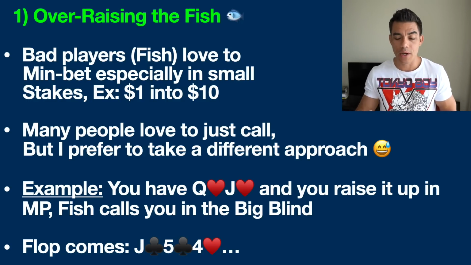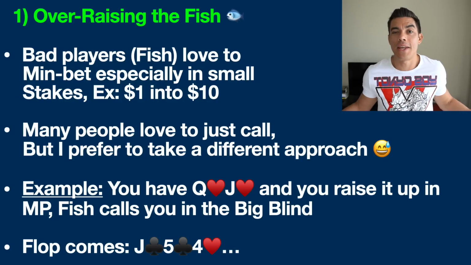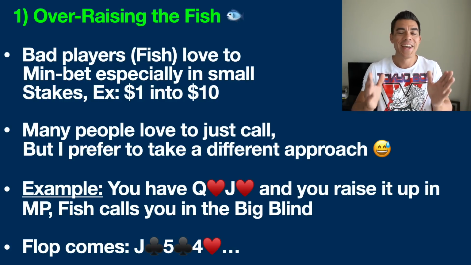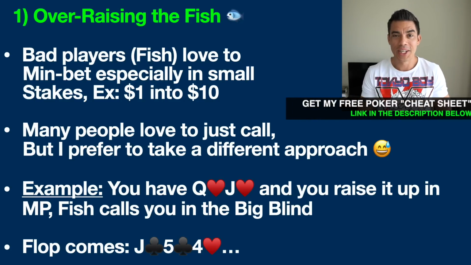You've got Queen Jack of Hearts, nice little hand. You raise it up in middle position, and one of our fishy friends calls us in the big blind. So we've all been in this situation before. These guys, or girls, they play 50% or more of all hands that are dealt to them. They can have anything, guys. There's no point in trying to put them on a range of hands. It's half the deck. So let's go see the flop.